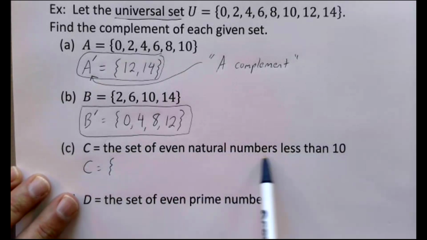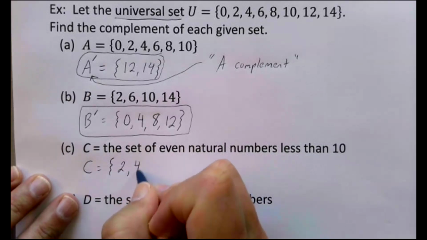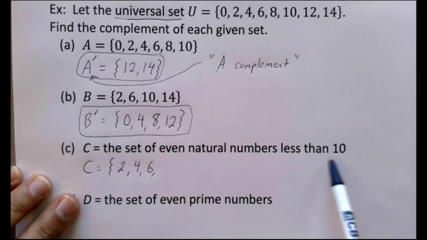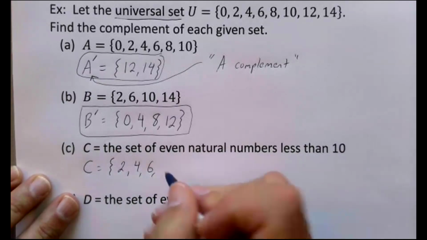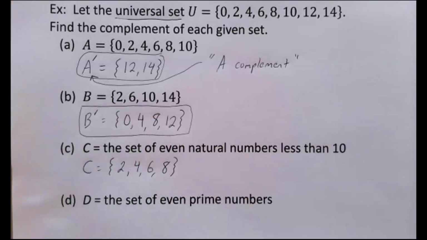Set C is the set of even natural numbers less than 10. If you remember from a previous section, the natural numbers are 1, 2, 3, 4, 5, 6, 7, 8, and so on. They don't include 0. So if we're talking about even natural numbers, we're talking about 2, and 4, and 6, and so on. But we want only the ones that are less than 10. So I want to include 8, but I want to stop right there because those are the only even natural numbers that are less than 10, right? Those are even numbers. Natural means I'm not including 0. And those are the ones that are less than 10. That's not my final answer.